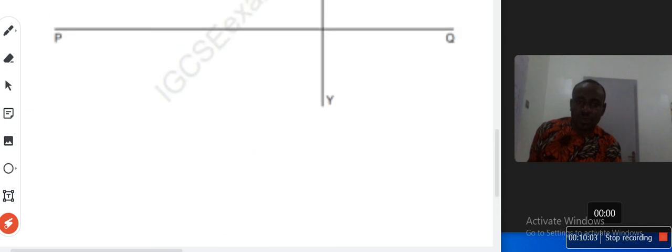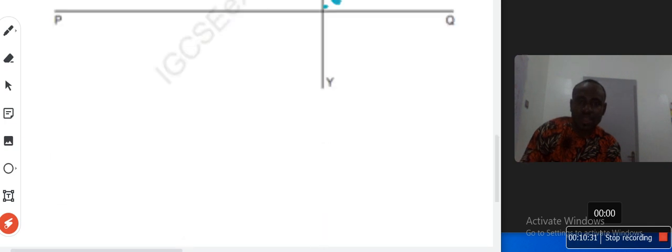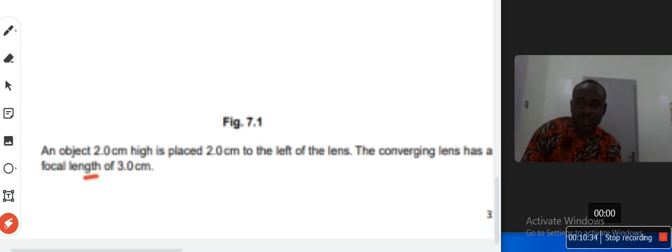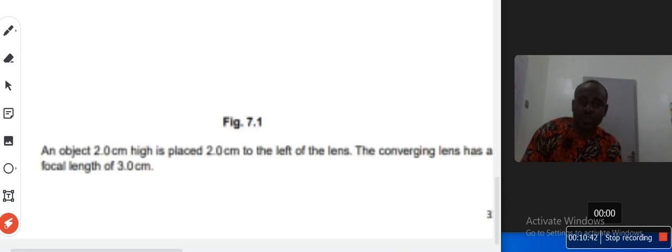So all we need to do is to place an object of height 2 centimeters, 2 centimeters from the geometrical center. The geometrical center is around here. So if the object is placed here, the height of the object is 2 centimeters and it is 2 centimeters from this. And then of course we also indicate the focal length. We are given the focal length. The focal length is 3 centimeters. So we also indicate 3 centimeters to the right, 3 centimeters to the left, and we follow the same procedure to get the position.